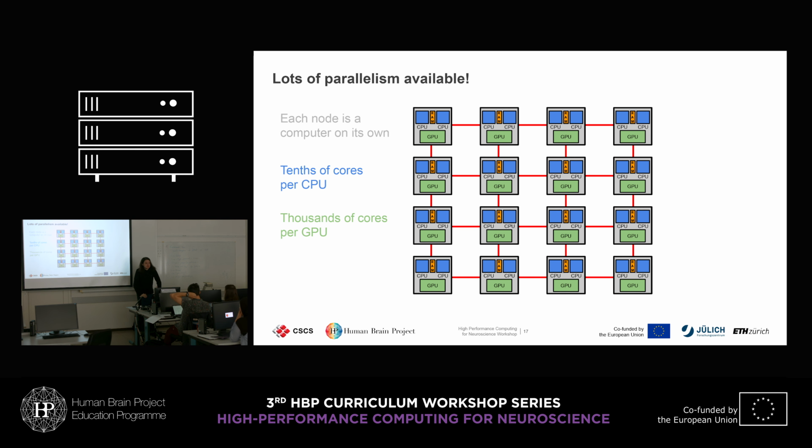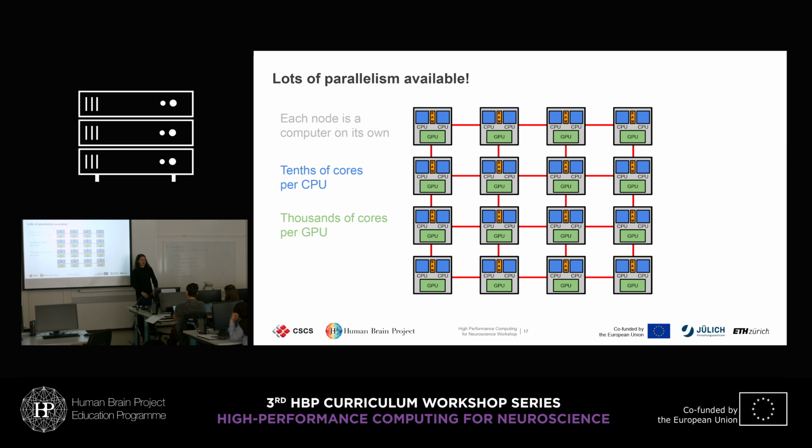So we have our cluster. We have our high-performance components: CPU, GPU, good interconnect. There's a lot of parallelism available in this setup because, as we have said, each node, each gray box, is a computer on its own. Inside that, every CPU has tens of cores, and every GPU has thousands of cores. So there are a lot of things that we can do at the same time with a setup like this. How do we leverage it?